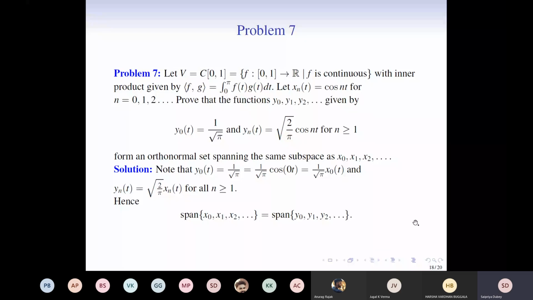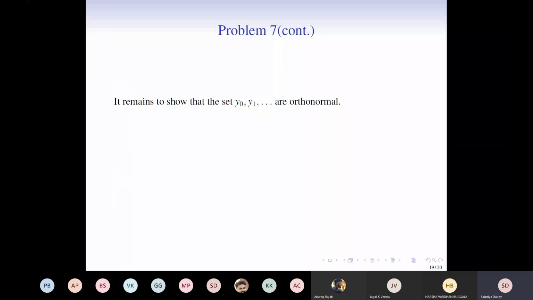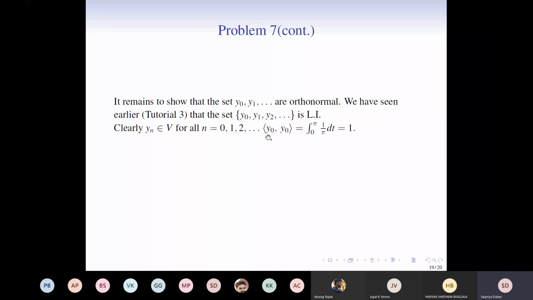Next, it remains to show that these are orthonormal. So let's move on to do that. We have already seen earlier in tutorial 3 that these vectors are linearly independent. We had integrated with cos, taking limits 0 to 2 pi, to see that the set turns out to be linearly independent. So next we'll just show that the norm of y0 is equal to 1, and for yi, yj, where i is not equal to j, the inner product is 0.